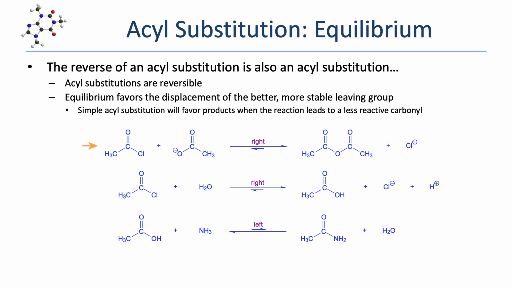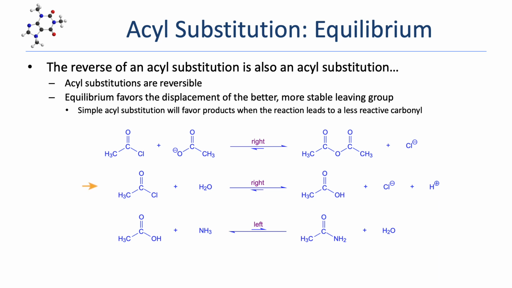The reverse reaction would be the treatment of an acid anhydride with chloride as a nucleophile, forming a carboxylate and an acyl halide. We know that chloride is a better leaving group than a carboxylate, and because of that, we know that acyl halides are more reactive than acid anhydrides. Equilibrium will favor the side with more stable, less reactive species. In this case, shifting to the products on the right.